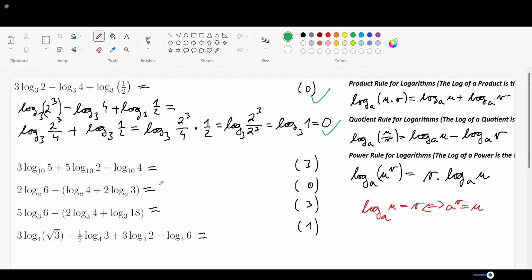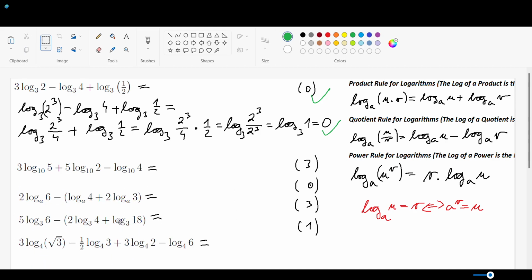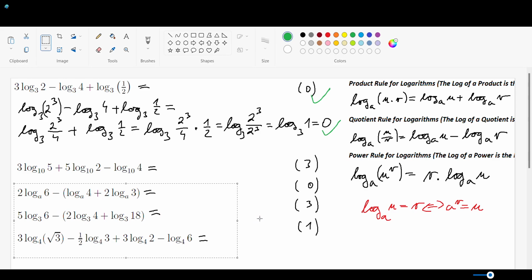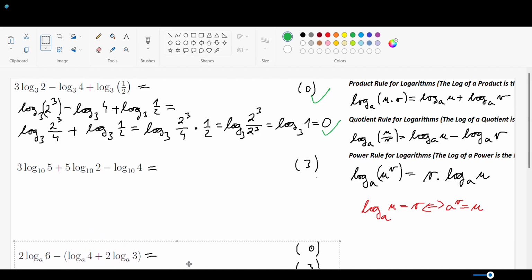Okay, let's have a look at the second exercise. I need to take the results with me as well. Let's solve the second task, and it basically means that this can be rewritten like this. Let me explain one tricky thing here: log 5 to the power of 3 plus log 2 to the power of 5 take away log 4.